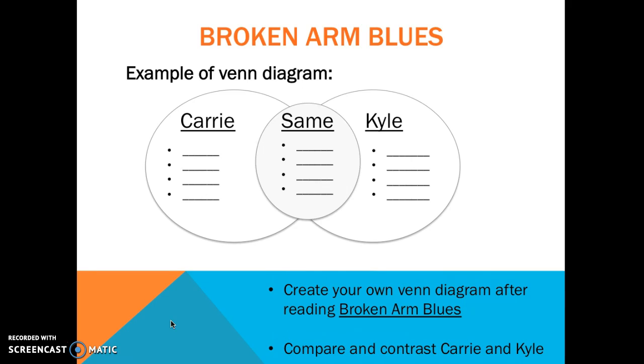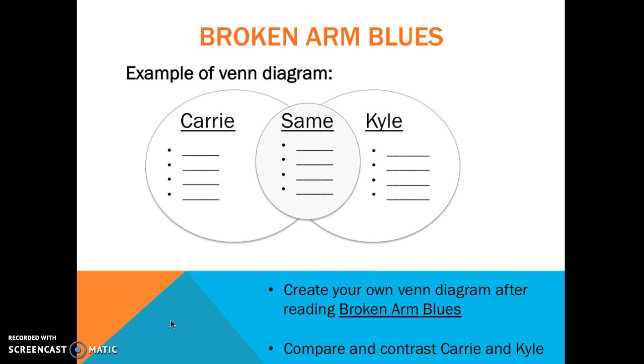Thank you for all of your hard work, and now you will read the book Broken Arm Blues and make a Venn diagram on your whiteboards to compare and contrast the 2 main characters in this story. You will need to make a Venn diagram just like the one you did to compare and contrast the fruits and vegetables with your partner.